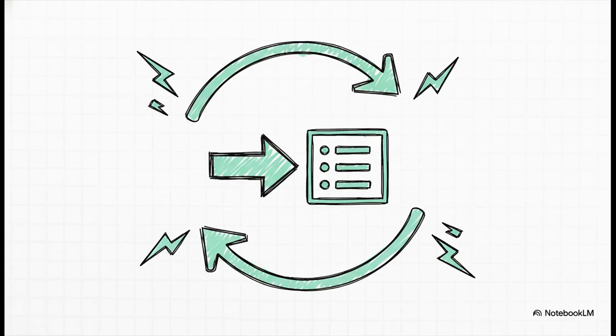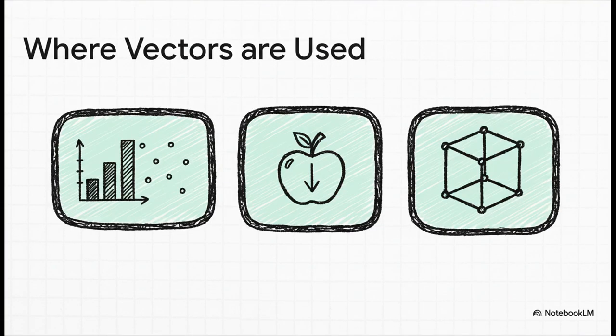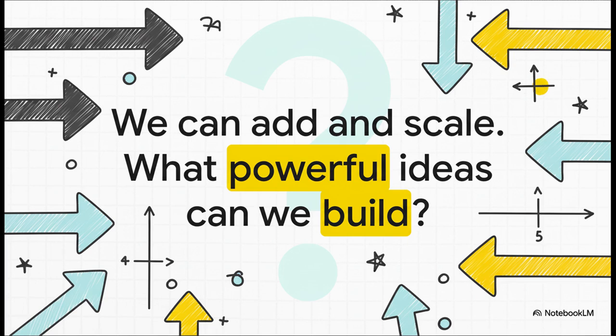So, what's the big takeaway here? It's being able to jump between the visual arrow and the list of numbers. And this isn't just theory. It's the language behind data science, physics engines, even computer graphics. So, we've covered the basics, but with these tools, just imagine what else we can build, right?